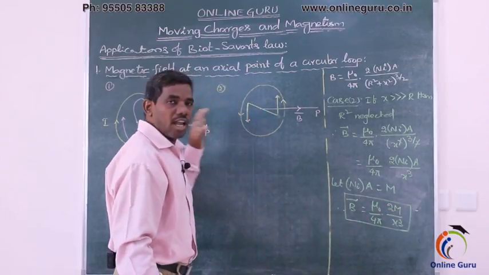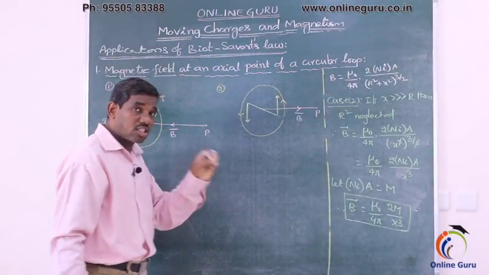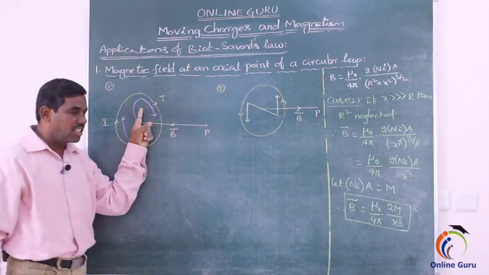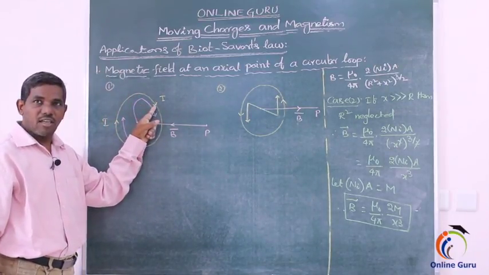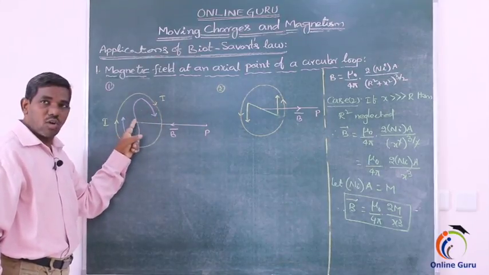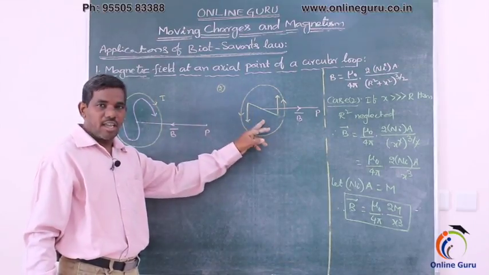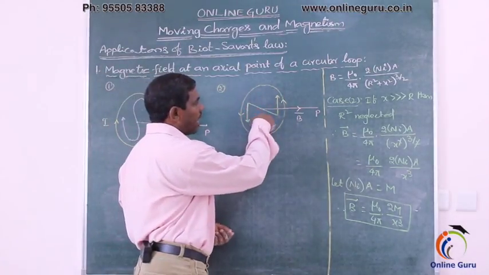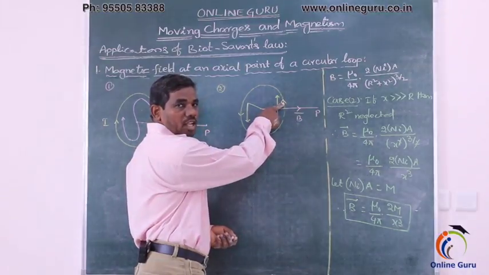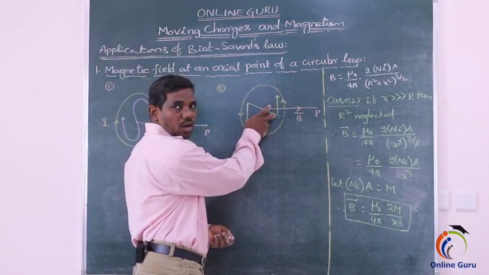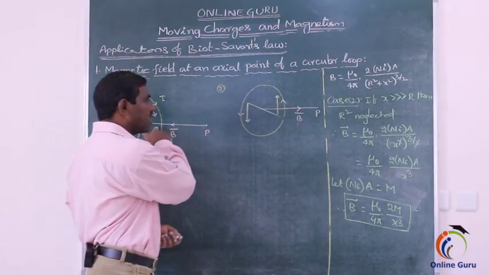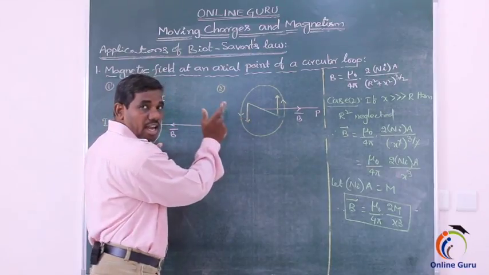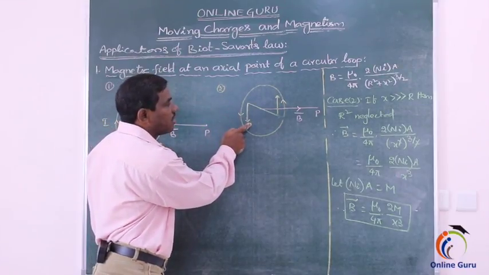So a current carrying circular loop acts as a magnet. That is, if it carries the current in a clockwise direction, one face acts as a south pole and the other face acts as a north pole. Vice versa, if the circular loop carries the current in an anticlockwise direction, the first face acts as a north pole and the other face acts as a south pole. Therefore, this is how to understand a current carrying circular loop as a magnet.